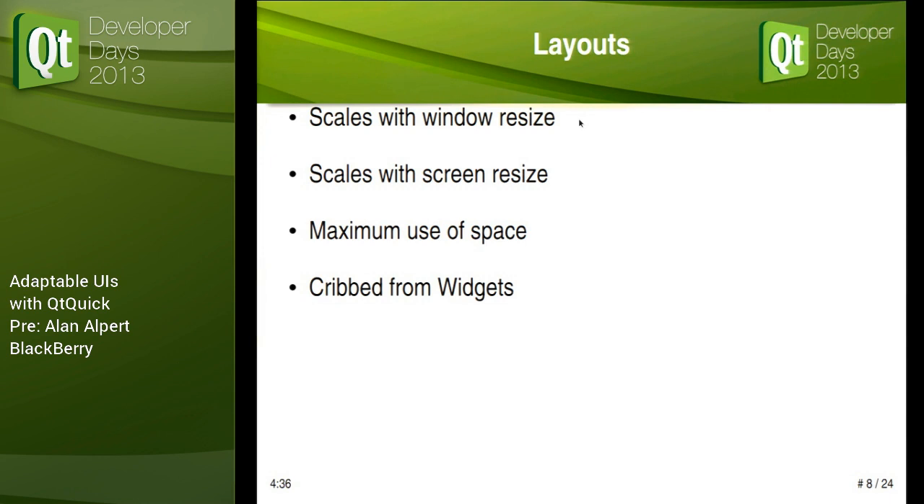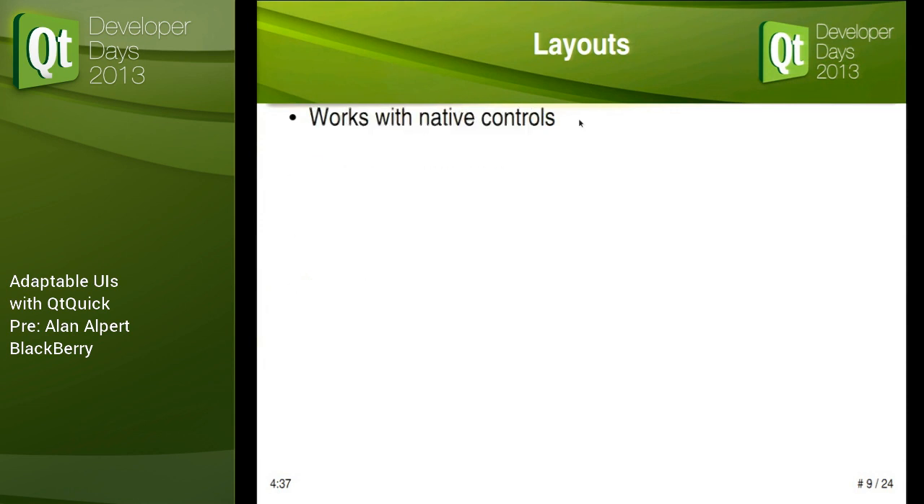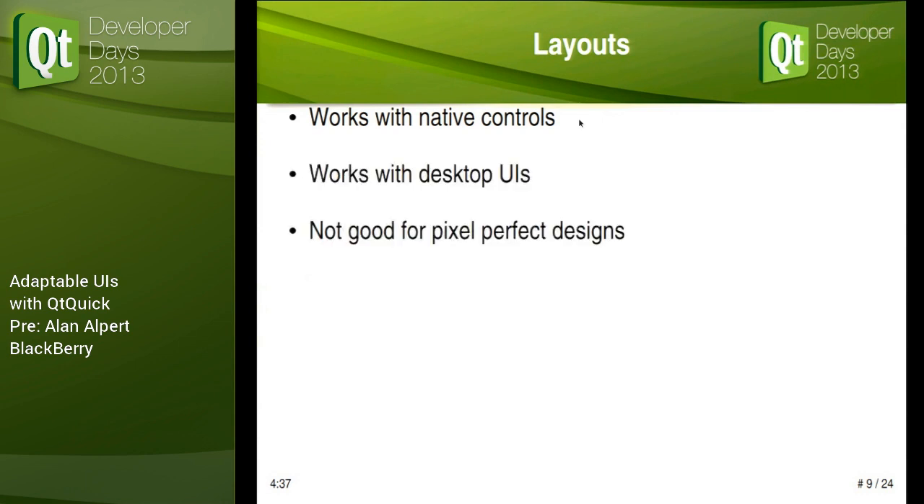The important thing is that this was cribbed from widgets. You will all recognize layouts from Qt4 widgets, where it worked perfectly on desktop. I mean, we don't really need to reinvent the wheel here. The layout system in Qt widgets fit the desktop needs perfectly. So we have that for your modern QML APIs. That means that it's working well with controls and desktop UIs.